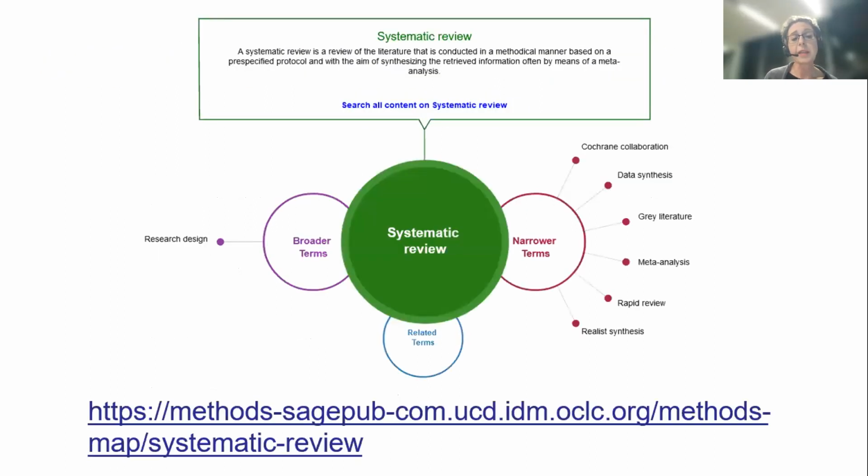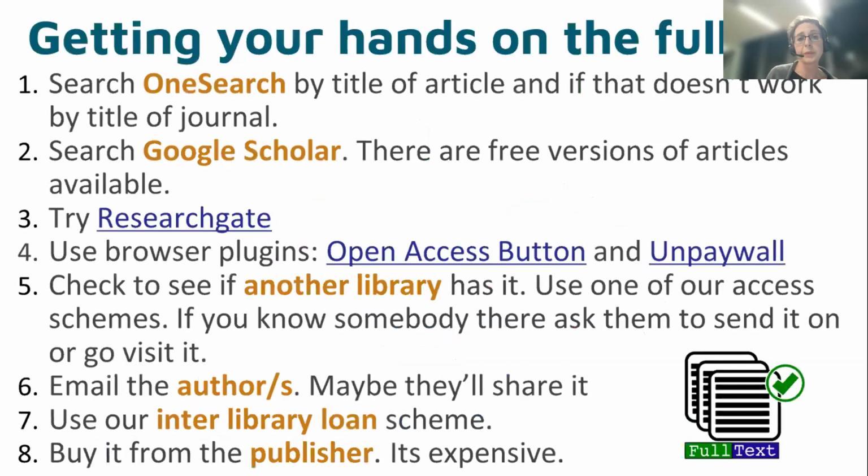This is just a methods map from Sage Research Methods, which shows you systematic review and where it sits in wider research. And there are links to content through Sage, chapters, etc., in their books on systematic reviews available.